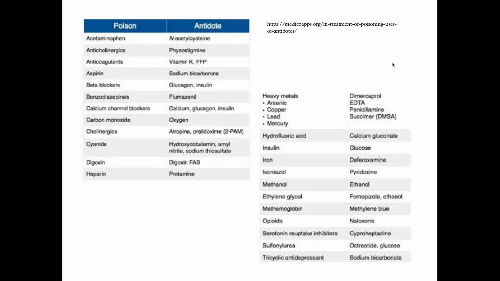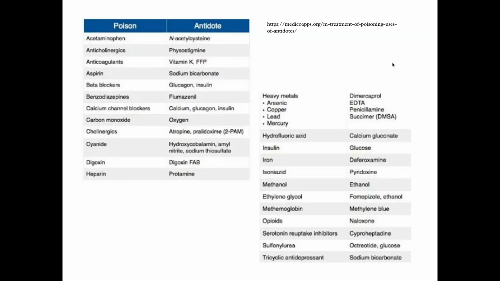Let's see if there's another one that you might be familiar with. Beta blockers. The antidote is glucagon or insulin. Insulin, the antidote is glucose. So for instance, if someone has hypoglycemia, you try and get something with glucose in it into their system to bring up their blood sugar. With methanol, it's ethanol. With opioids, it's naloxone. So you can just see here. You don't have to memorize any of these.